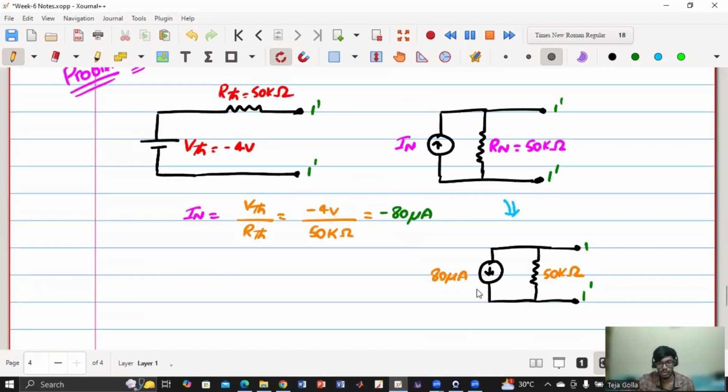Same thing we can do. If we have this circuit, IN is minus 80 and R Norton is 50. How will I get VThevenin? 80 micro into 50k, minus 80. So it is minus 4 volt, and it will be in series with the Thevenin resistor, and we'll be getting 50 kilo ohm. Is that part clear? Everyone?